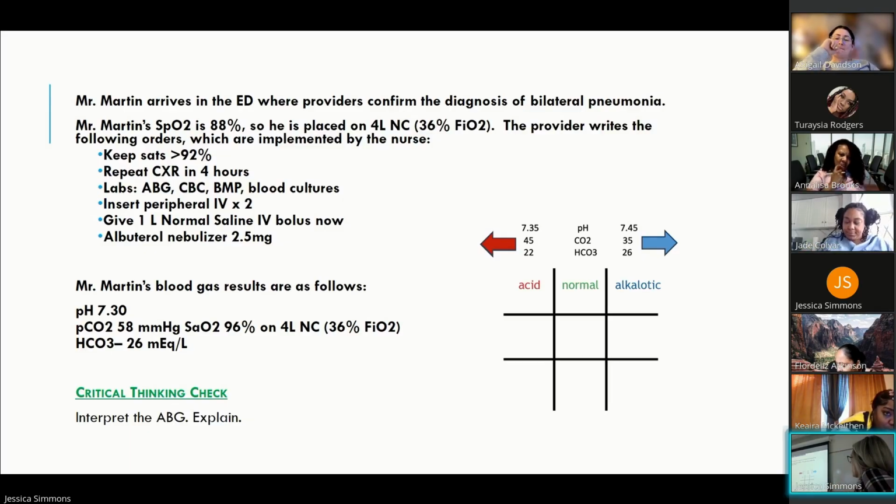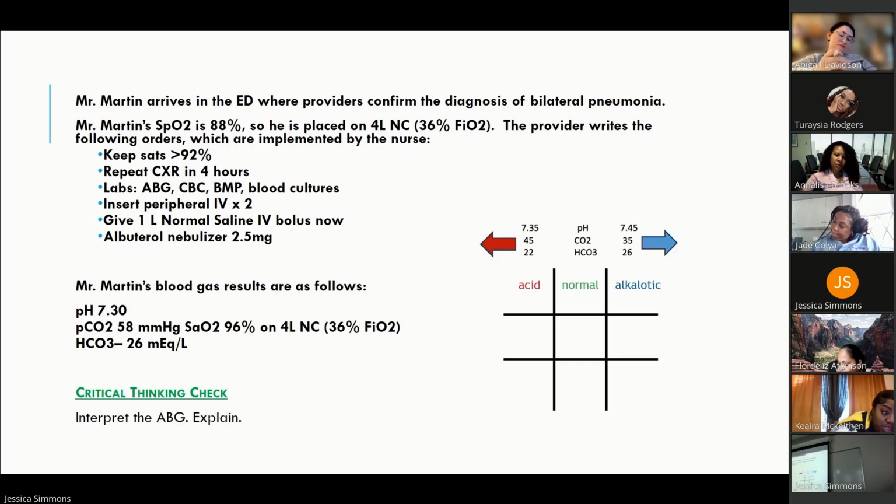So our O2 is 96. And our FiO2 is 36. 36 divided by 100 would be 0.36. That gives 266.6666, so I'm going to put 266.7.